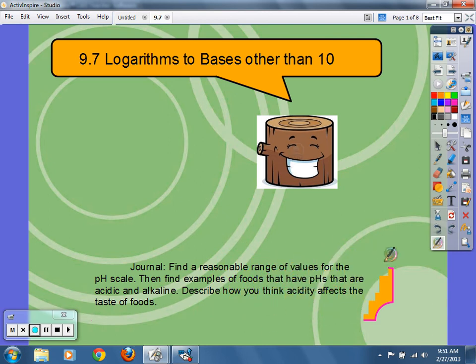Is this the same one that we did yesterday? I don't remember. But here's a journal choice. I'm afraid that this might be a rerun, and if it is, then I'm sorry.